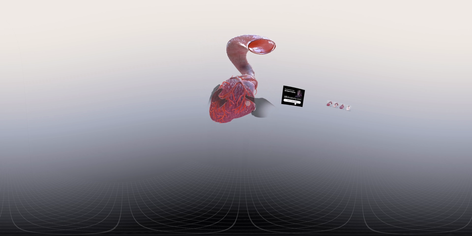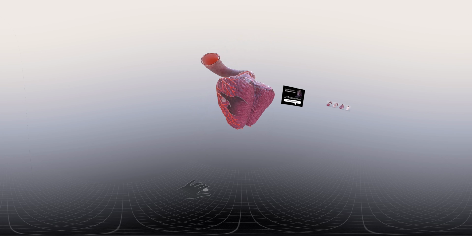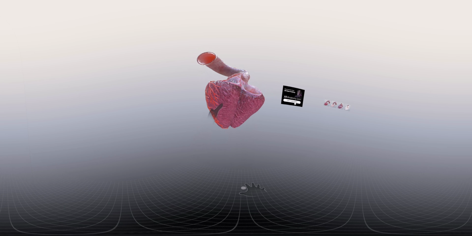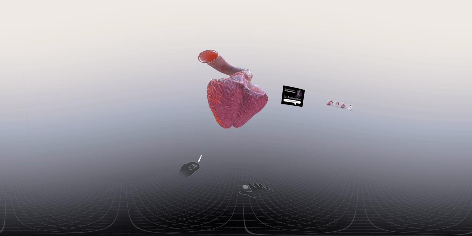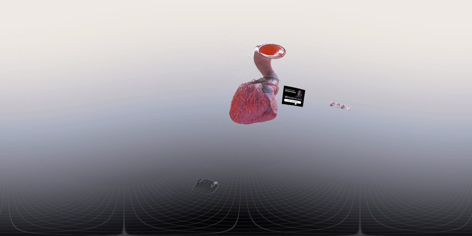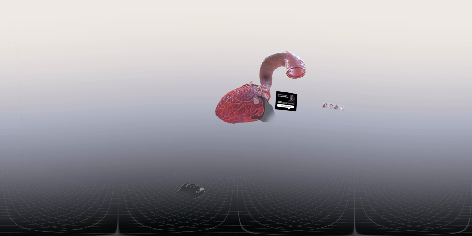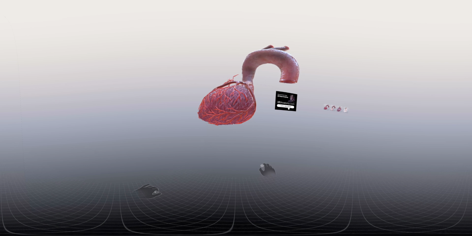The circumflex artery gives a branch that descends to the inferior wall of the left ventricle, supplying it with blood. This is known as the inferior left ventricular branch of the circumflex artery. This concludes our discussion about the left coronary artery.